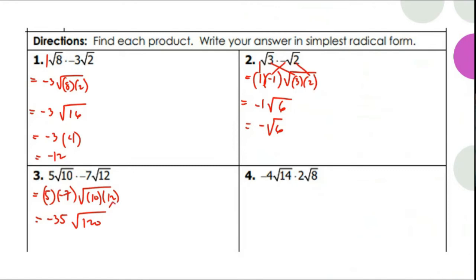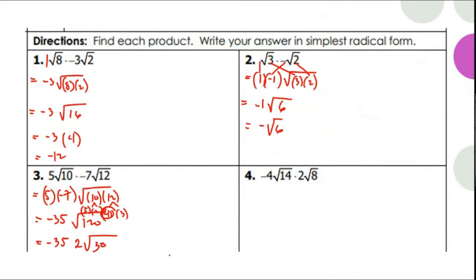So we can factor 120 as 12 times 10. 12 is 4 times 3, and 10 is 5 times 2. In this case, the only factor that we can move outside the radical is 4. So you will have negative 35 times the square root of 4, which is 2, times the square root of 5 times 2 times 3, which is 30.